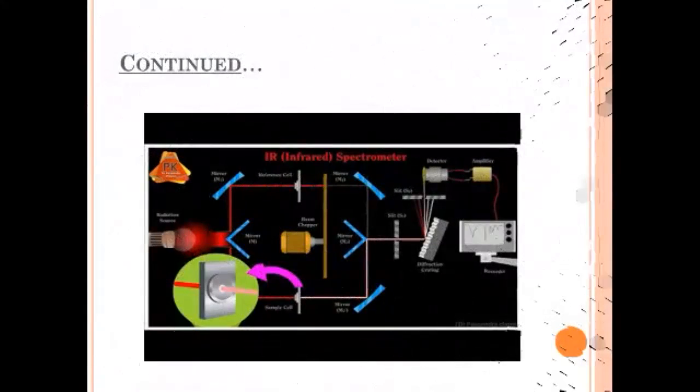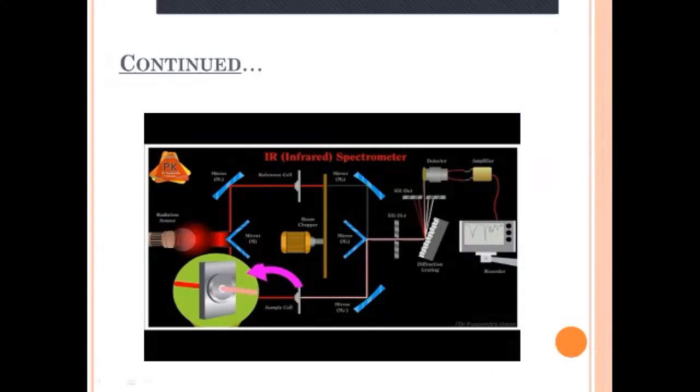Now here comes the working of our dispersive spectrometer. First, we start the radiation source by electrical heating. It will produce infrared radiation. The radiation will go towards the mirror M, which reflects half of the radiation towards M1 and half of the radiation towards M1 dash, as you can see in the figure.